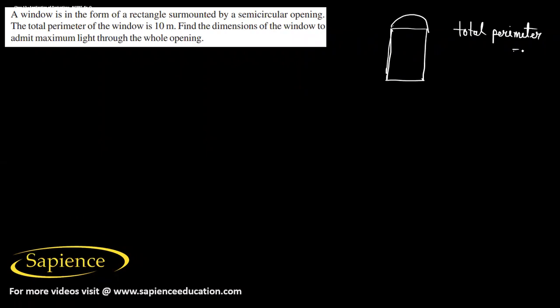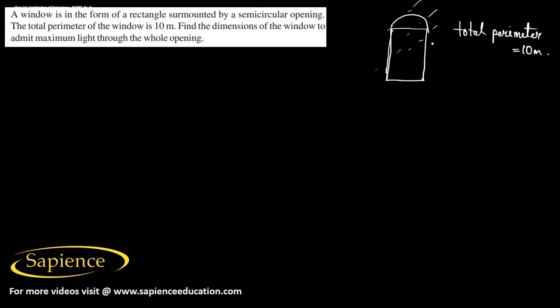Okay, so here it is told that a window is in the form of a rectangle surmounted by a semicircular opening. So the window is in the form of a rectangle, and it has a semicircular opening just above it. The total perimeter of the window is given as 10 meters. Find the dimensions of the window to admit maximum light through the whole opening.